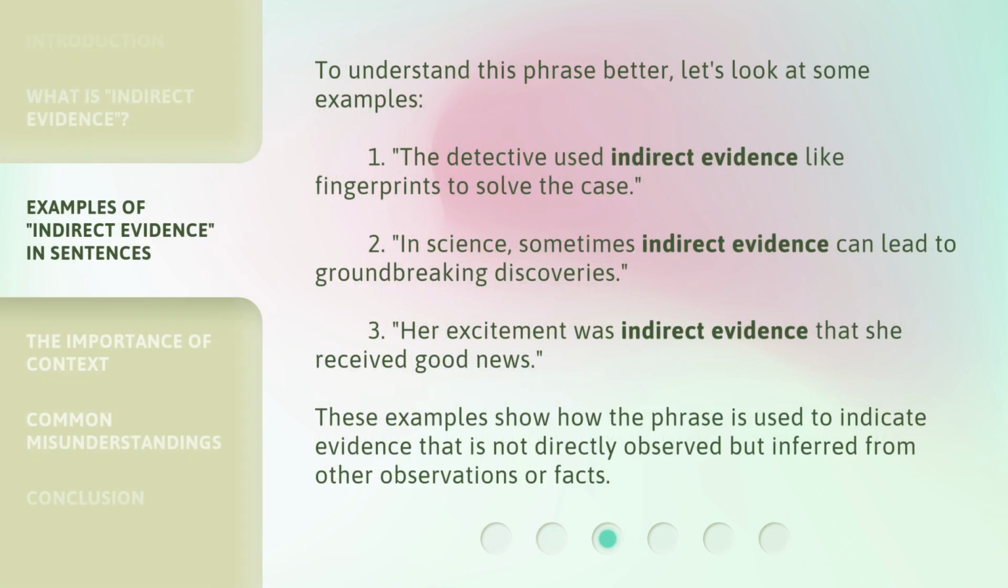To understand this phrase better, let's look at some examples. 1. The detective used indirect evidence like fingerprints to solve the case. 2. In science, sometimes indirect evidence can lead to groundbreaking discoveries. 3. Her excitement was indirect evidence that she received good news. These examples show how the phrase is used to indicate evidence that is not directly observed but inferred from other observations or facts.